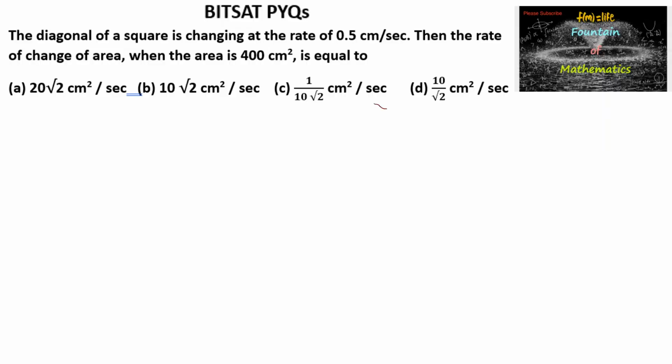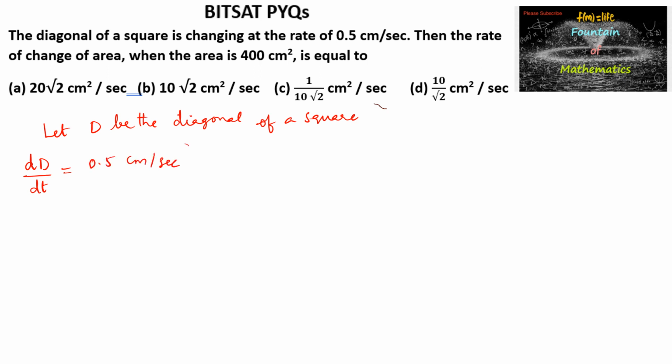So given in the square, the diagonal of a square is changing at the rate of 0.5 centimeter per second. So let capital D be the diagonal of a square, and the diagonal is changing at the rate of 0.5 centimeter, which means we can write dD by dt is equal to 0.5 centimeter per second. It is given.